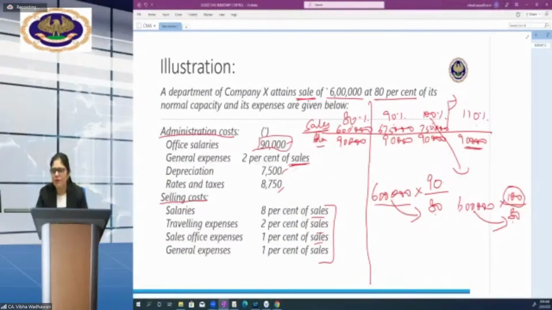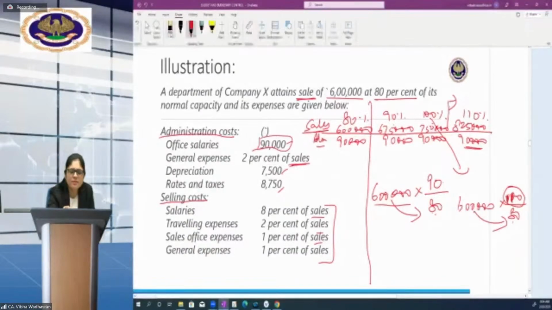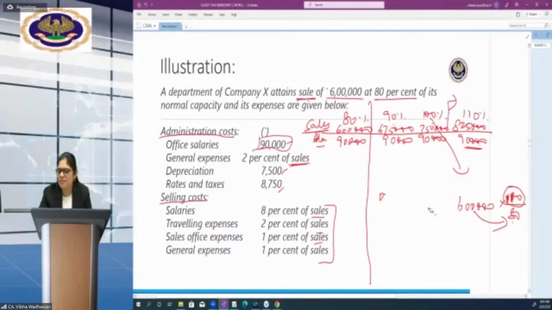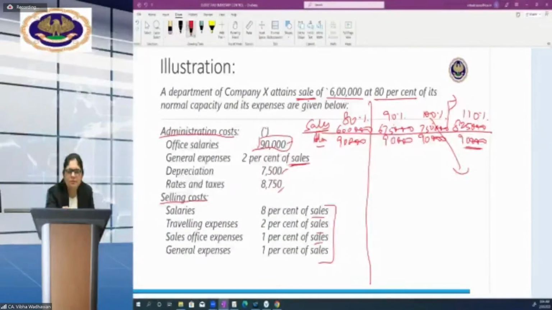Now try for 110. So 6 lakh into 110 divided by 80. How much are you getting? 8,25,000. 8,25,000. Clear? So anybody who has still not understood how we have calculated, please ask me again. Okay, so we have got the sales now.